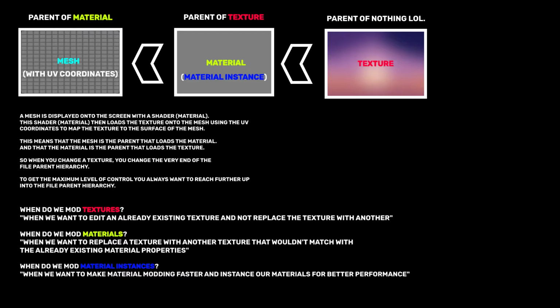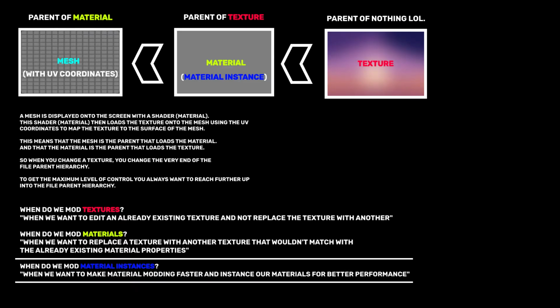Now, there is something called a material instance, and that is an instance of a material. When you instance a material, you make an instance that multiple objects can reference, basically. So you only compile the shader once, you only load that shader once, and different objects can use that instance. So when do we mod an instance?